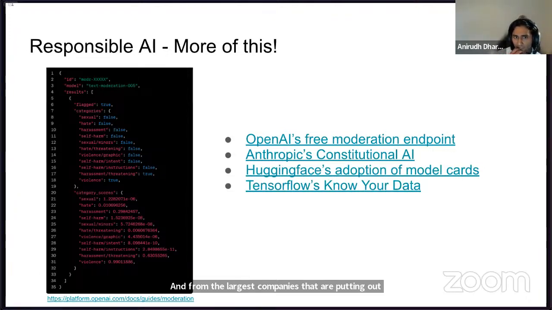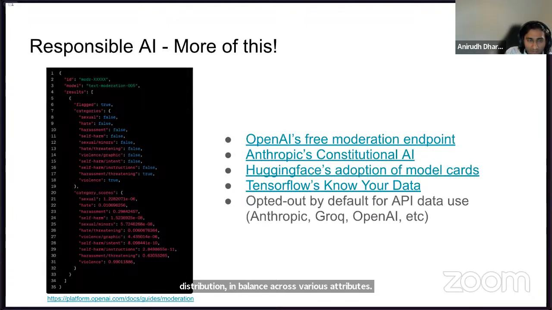One of the last examples I'll use is TensorFlow's Know Your Data initiative. It's a service that allows you to have annotations on data sets that are accessible through the TensorFlow Datasets API, and it helps you understand: is my data corrupted? Is my data sensitive? Does it have gaps? Is the distribution imbalanced across various attributes? This is a really wonderful step in making sure that we're tackling those kinds of biases early in the cycle. And then I'll close out the responsible AI examples with how a lot of API providers for LLMs are opted out by default in using your data to train, which is a nice pattern that we're seeing.